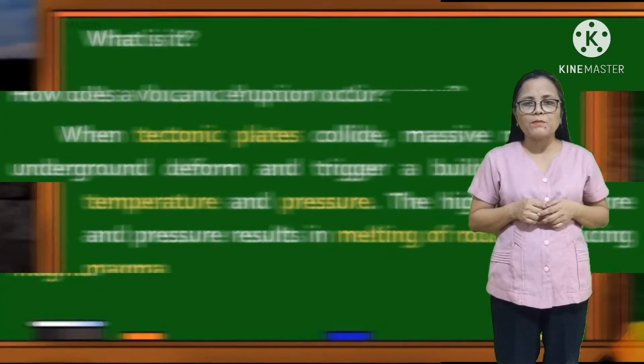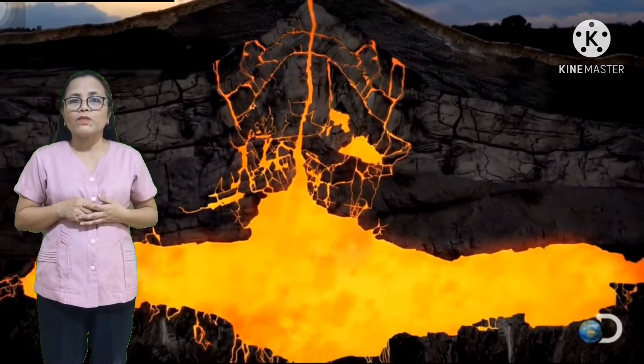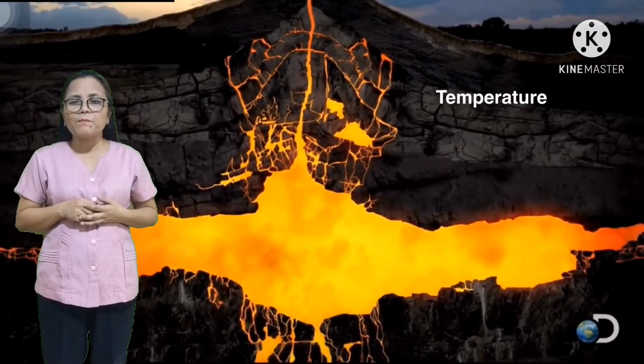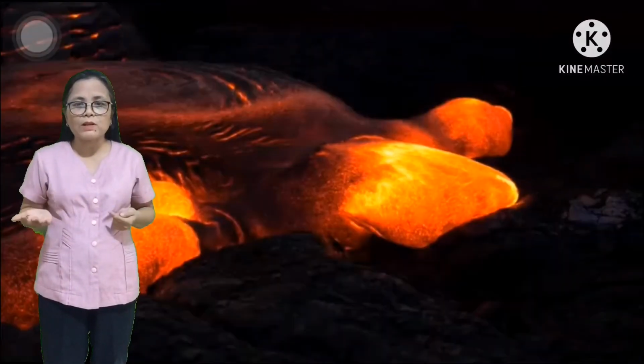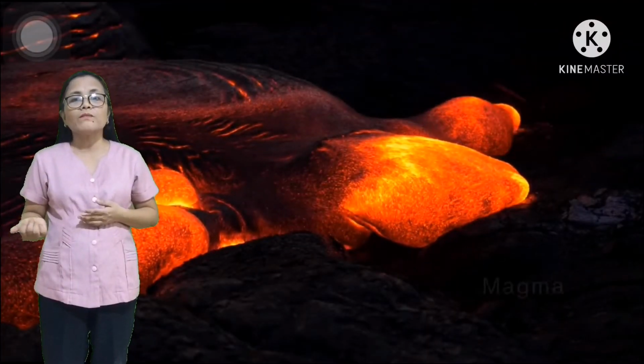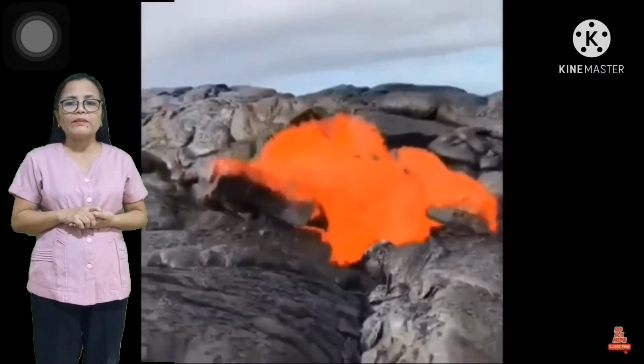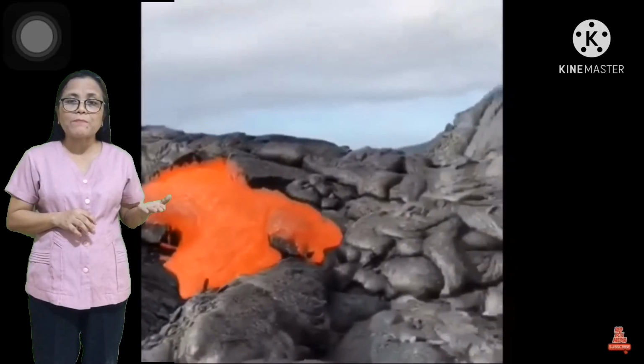How does a volcanic eruption occur? When tectonic plates collide, massive rocks underground deform and trigger a build-up of temperature and pressure. The high temperature and pressure result in melting of rocks and producing magma. Inside the volcano is a magma chamber. Molten rock inside this chamber is forcefully driven by intense heat and pressure. The release of magma from the crater is called volcanic eruption.